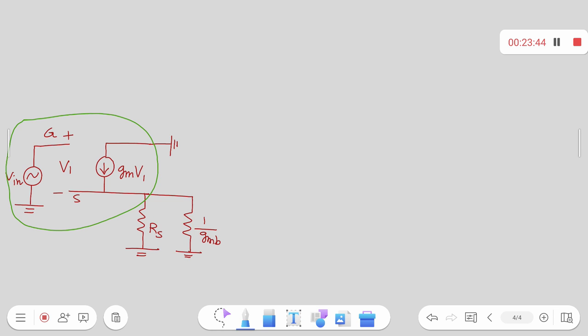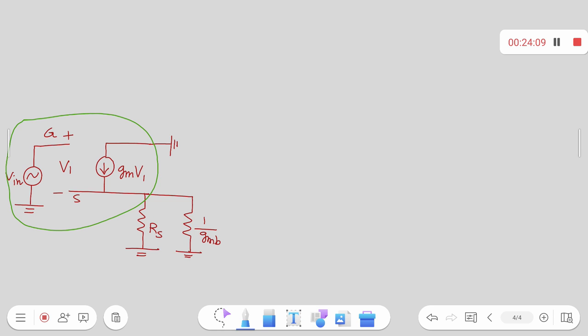So what is the mechanism? First of all, you have to disconnect this model from the rest of the circuit. Then, if you disconnect it, RS and 1 upon GM are not there. You have to disconnect this from the rest of the circuit.